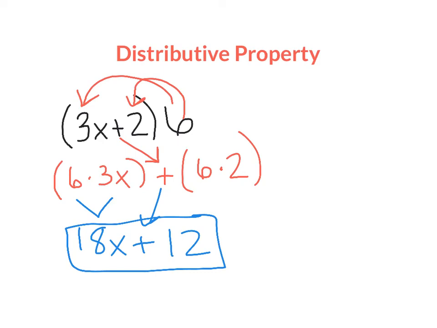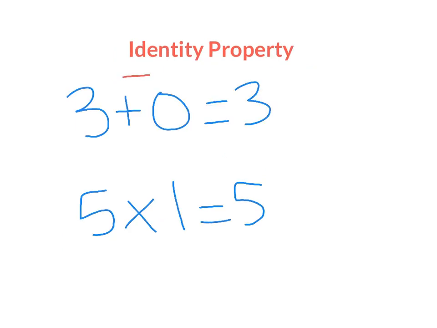The identity property is quite simple. What it tells us is that when you have a number and you add 0 to it, it doesn't change the identity or the value of the original number. So we started with a 3, and once we do our calculation, we still end up with a 3.